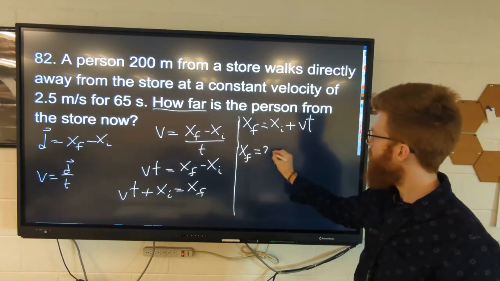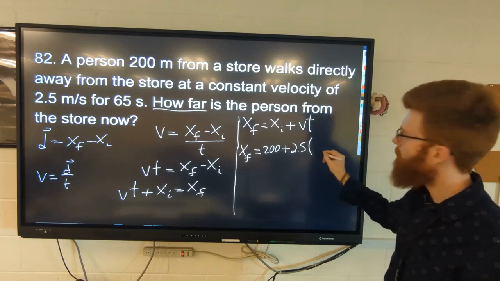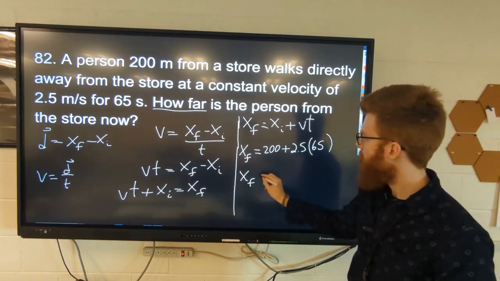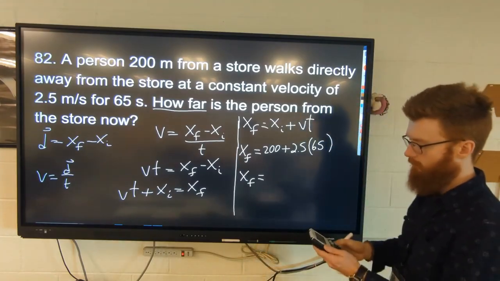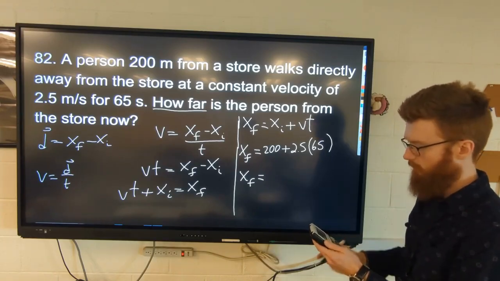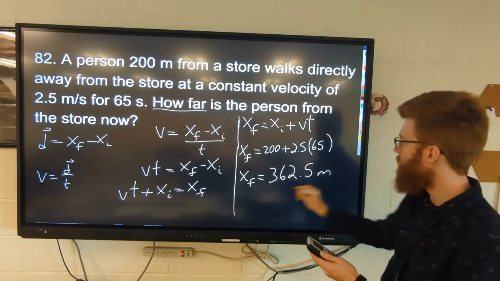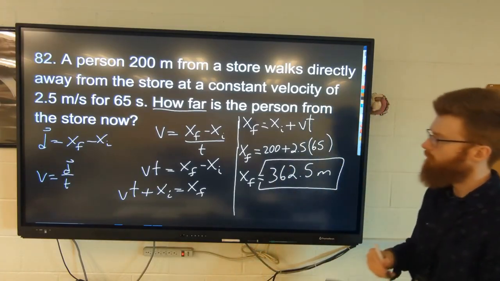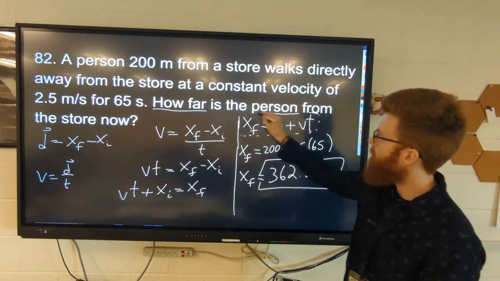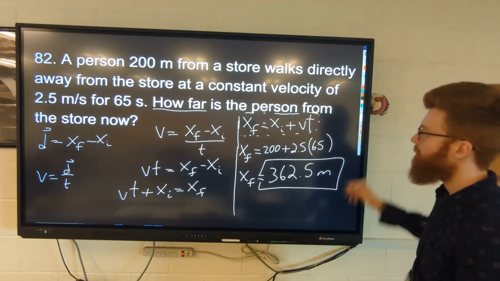We started out 200 meters, plus 2.5 meters per second multiplied by 65 seconds. And as long as I'm careful, I'm just going to plug that whole thing into my calculator and get an answer. 362.5 meters. So here's another equation that I might just include on my note card. In fact, I have a note card and that's on there.